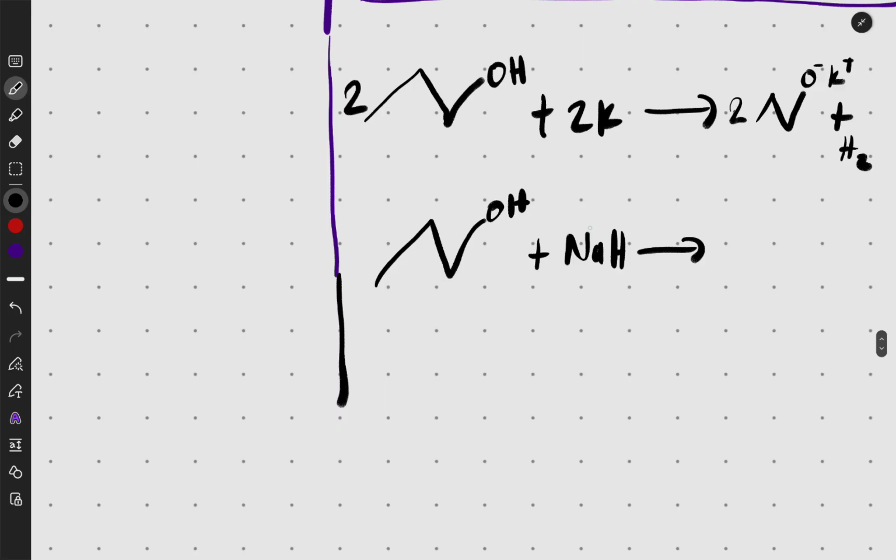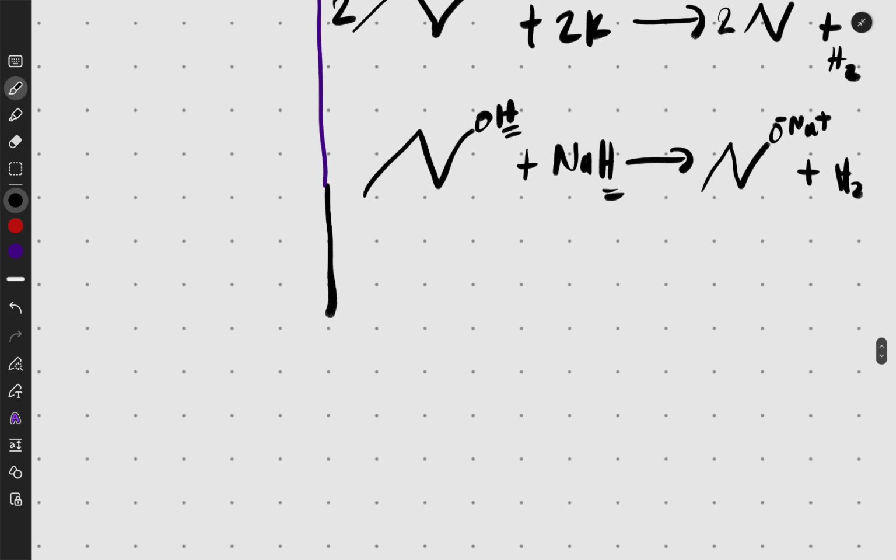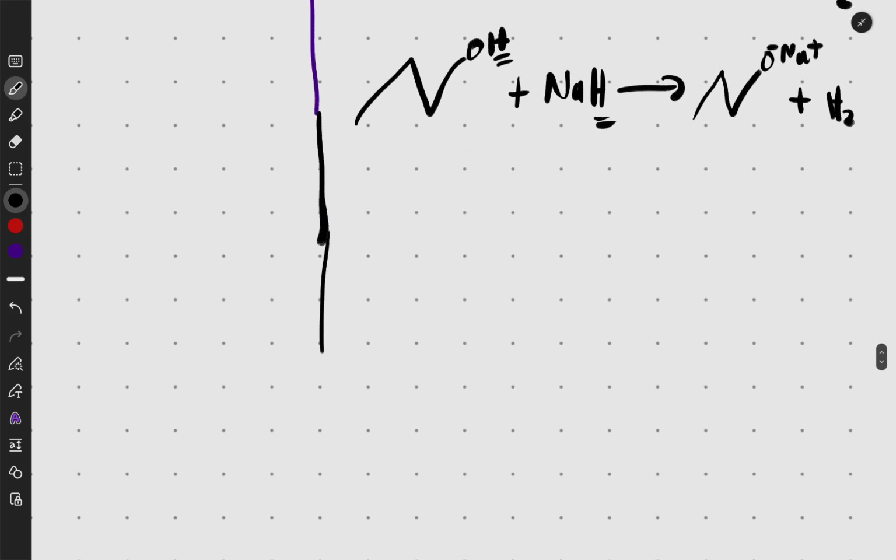Now when it's like this, we don't need to put 2. If we add this to an alcohol again, the H goes and it joins this guy. Then the Na comes, okay? So this becomes O minus Na plus. And here we'll end up having, plus, this becomes H2. And this is called potassium alkoxide. This is called sodium alkoxide, whatever. Now we can come here.